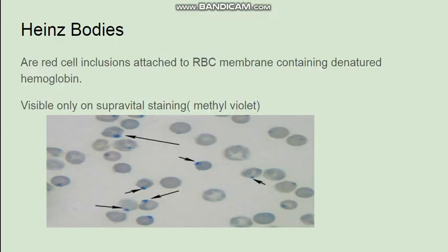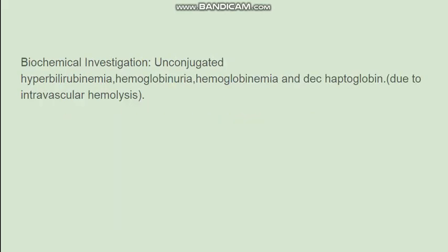Now, what is a Heinz body? Heinz bodies are red blood cell inclusions which are attached to the RBC membrane. You can see the blue dot over here. These are only seen on supravital staining such as methylene blue or methyl violet. It is the denatured hemoglobin which is present at the corner. Because of the oxidant stress, the hemoglobin gets denatured and is present over here. Heinz bodies are very important in G6PD deficiency.